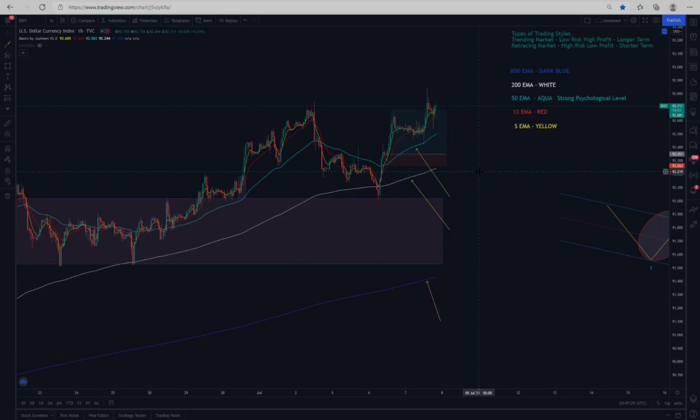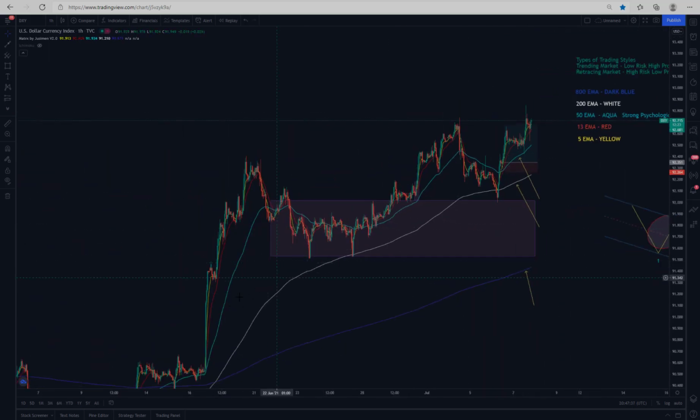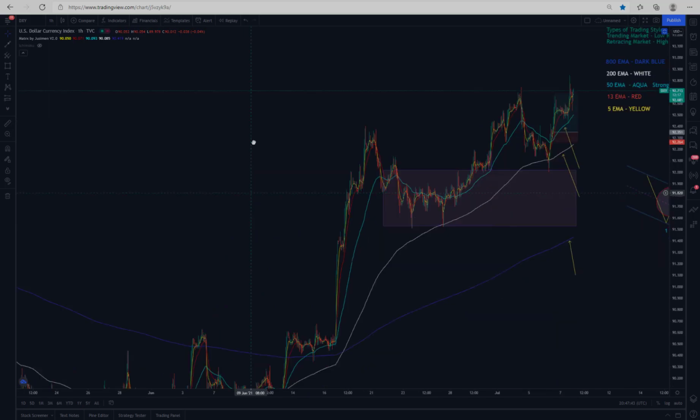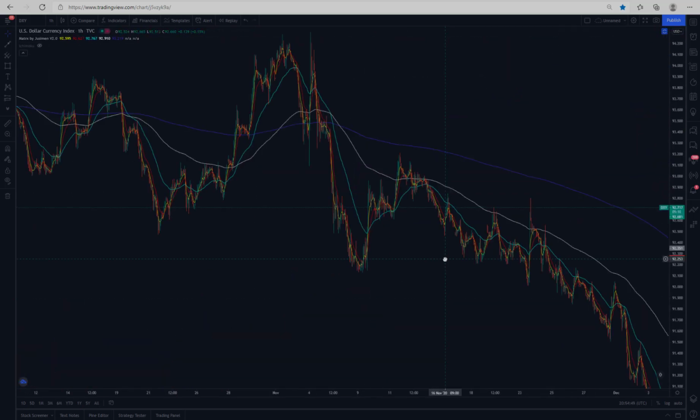Beautiful risk to reward, and you can see immediately we confirm this, the market shot up to our direction. Why? Because we are in an overall trending market. Okay, so that is one example. Let me look for another simple example. I'm going to take out my moving averages.